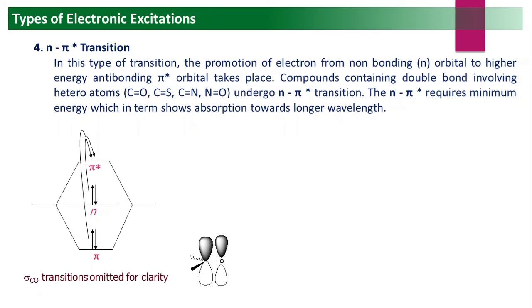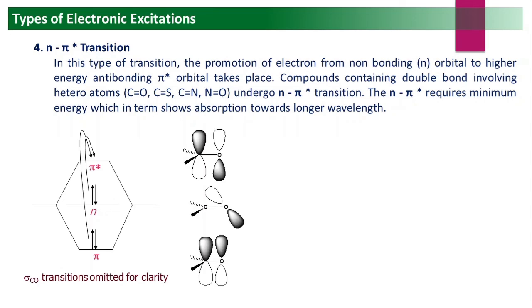Now suppose this is a C=O bond. That is a pi bond. These are the p orbitals of oxygen and the p orbital of carbon overlapping in parallel, so there is a pi bond containing pi electrons. Oxygen also contains lone pair electrons, and these are the anti-bonding pi star molecular orbitals.